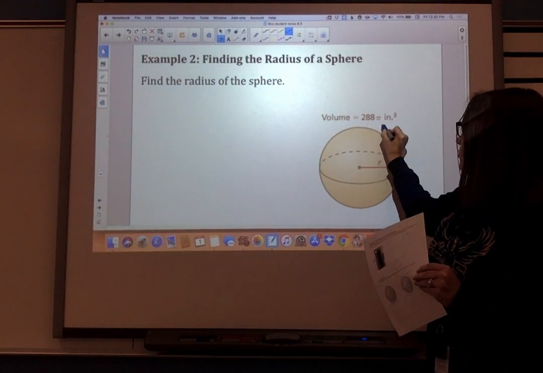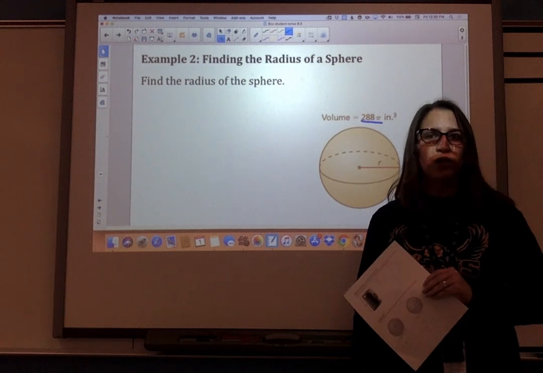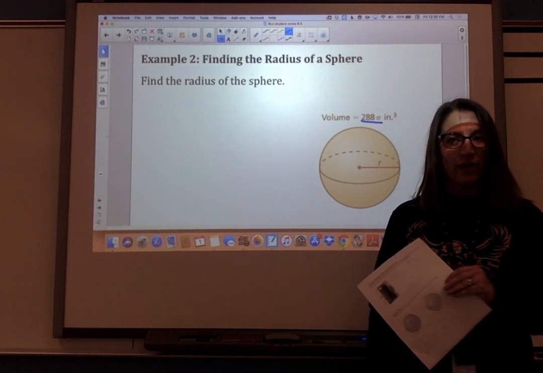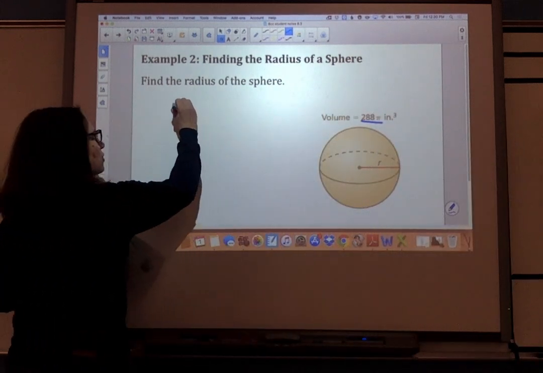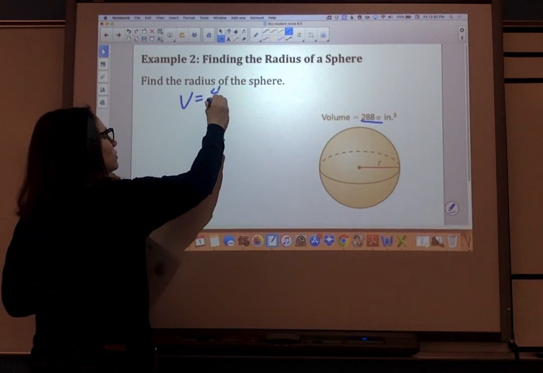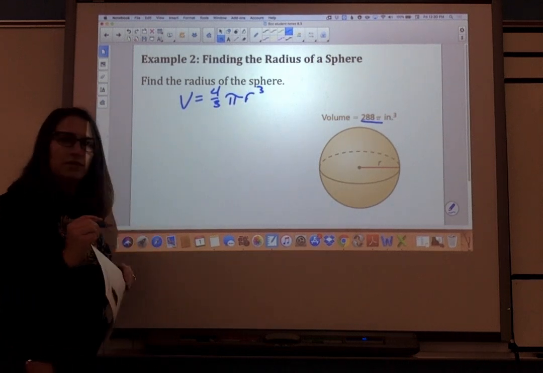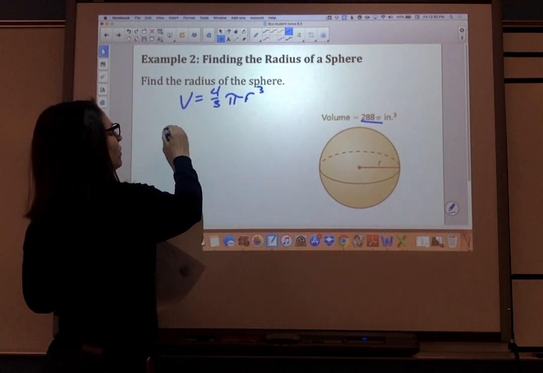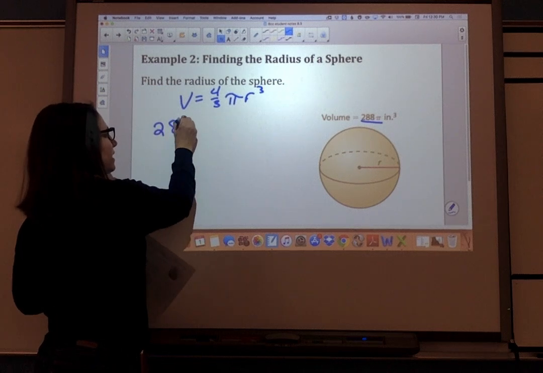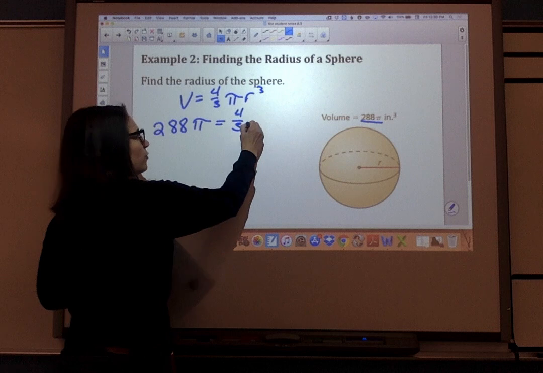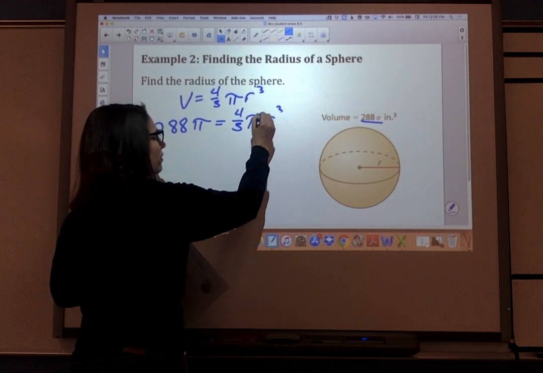All right, here's an example where we're going the other direction. We have the volume. The volume in this case is 288 pi cubic inches, and we're going to find the radius. So we'll go ahead and use our formula. Volume equals 4/3 pi r cubed, and in this case we have the volume is 288 pi times 4/3 pi r cubed.